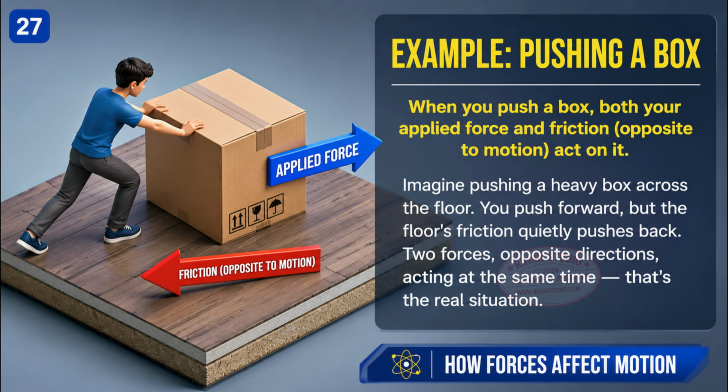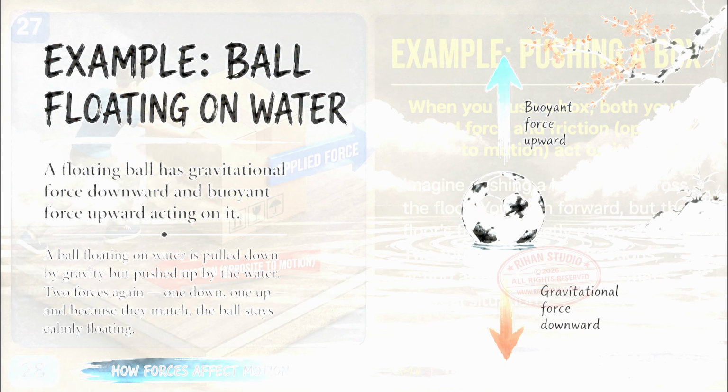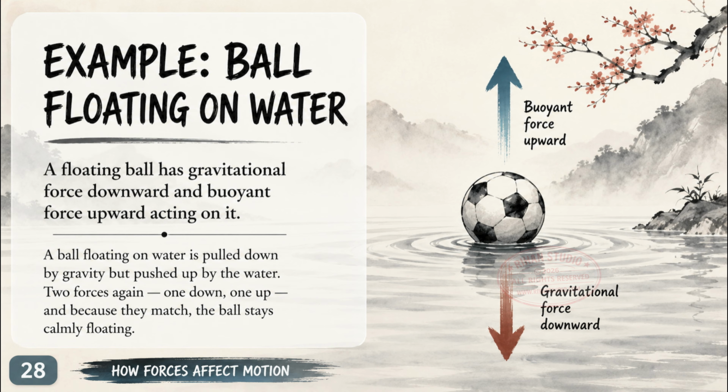Example, pushing a box. Imagine pushing a heavy box across the floor. You push forward, but the floor's friction quietly pushes back. Two forces, opposite directions, acting at the same time. That's the real situation. Example, ball floating on water. A ball floating on water is pulled down by gravity, but pushed up by the water. Two forces again, one down, one up. And because they match, the ball stays calmly floating.